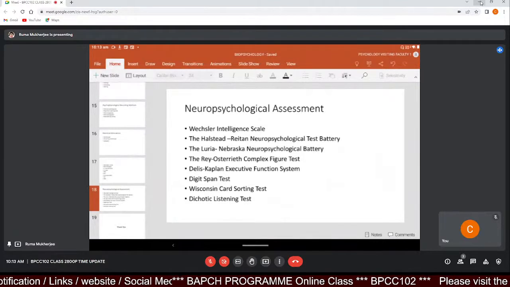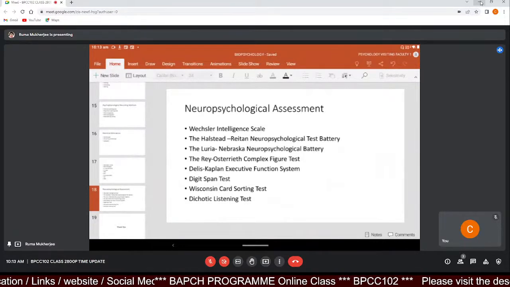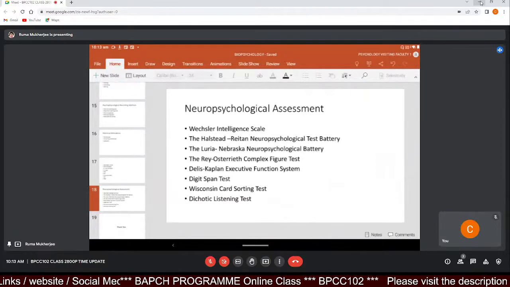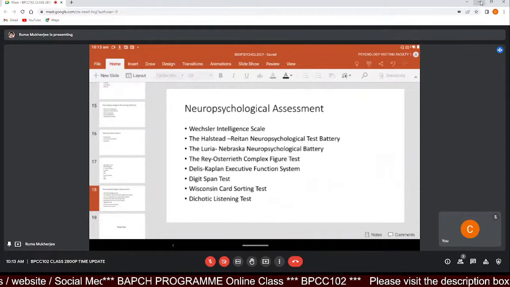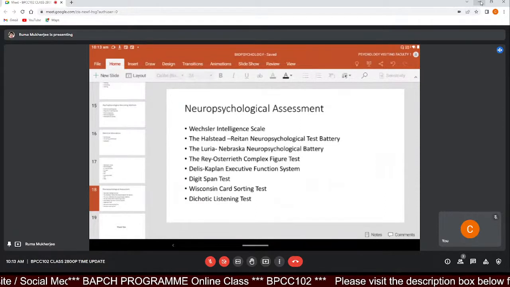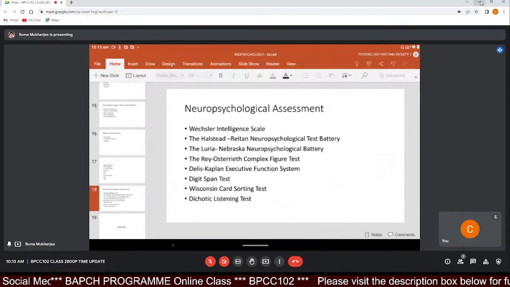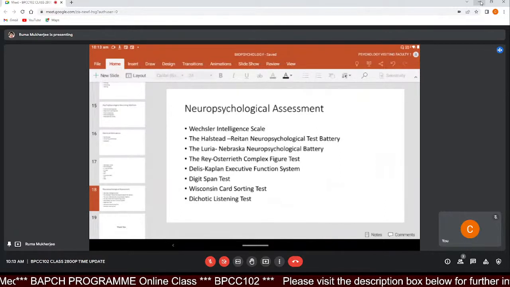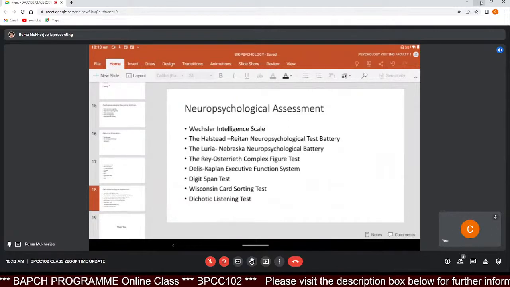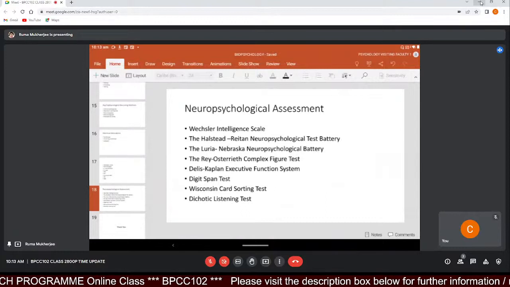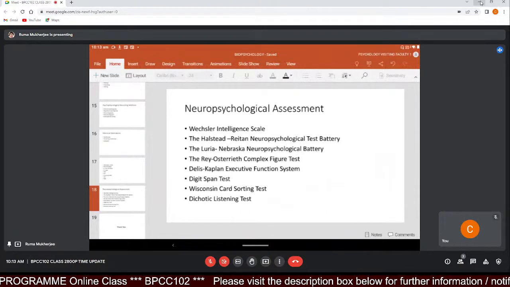So, number one function, the neurons are involved in reflex action. Number two, intricate connections between neurons in the brain and spinal cord. So these are the two important functions of neuron. Then comes the neural conduction.